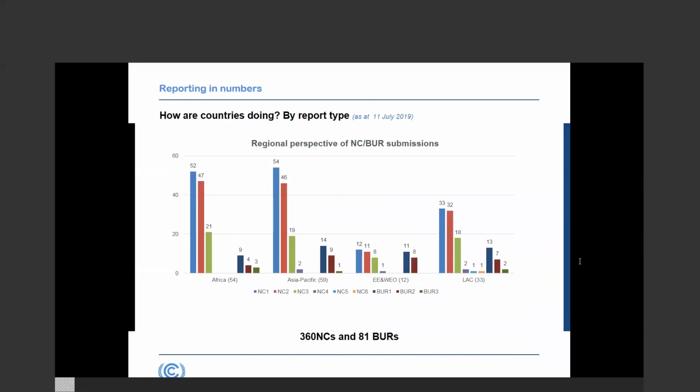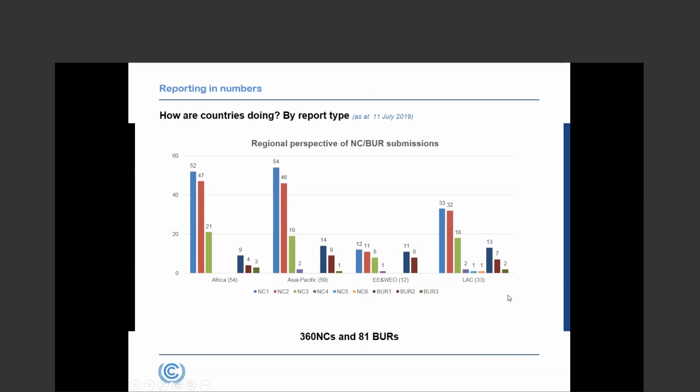This graph shows the regional perspective of NC and BUR submissions. You can see that in the Africa and Asia Pacific regions, most countries have NC1 and NC2. Some of them already go to the third and fourth NCs. And in Latin America regions, more countries submitted the third and fourth NC. And also many countries have already submitted the first BUR. They submitted the second. And here you can see it's different according to the regional circumstances. Slide, please.